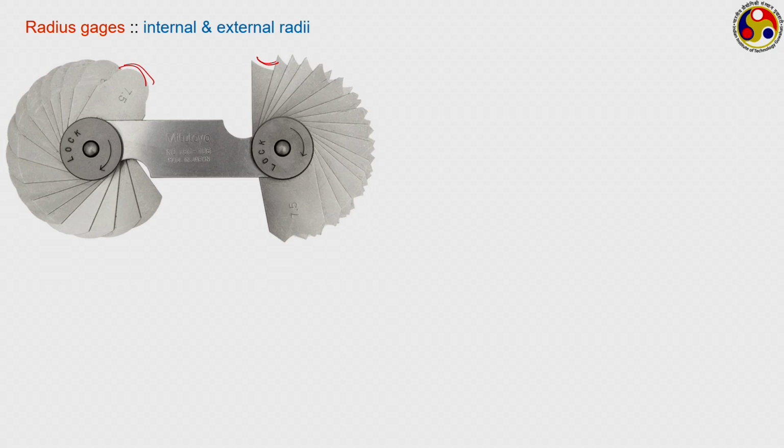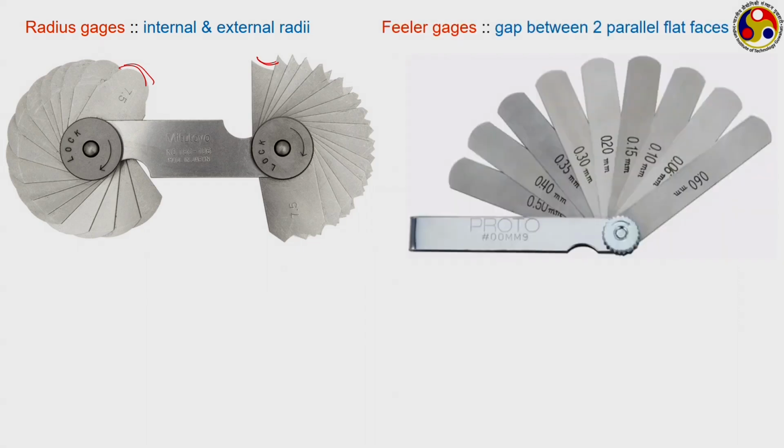You can see there are several blocks, each of them having a different radius, and depending on which one matches the profile of your surface, you can lock it in that position and get the measurement done. Feeler gauges are used to identify the gaps between two perfectly flat faces.